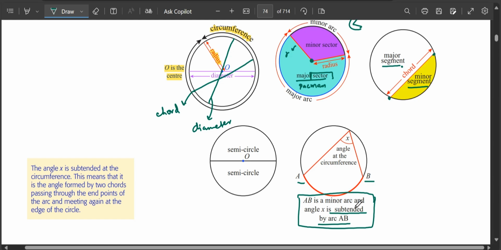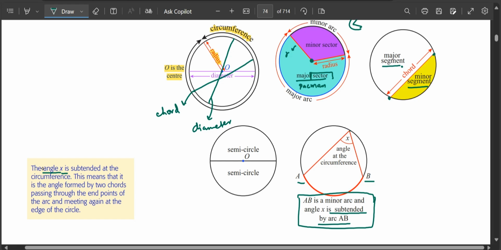जो angle X है वो subtended है at the circumference, angle at the circumference. We cannot make something like this, right? It has to be from the circumference, यानी angle को circumference से touch करना चाहिए. इसका मतलब ये है कि एक angle तब form होगा जब हमारे पास दो chords जो है दो end points के साथ meet कर रहे होंगे और दोबारा से वो edge of the circle के साथ meet कर रहे होंगे. That's when this is going to happen. You can also see this for reference, the angle x is subtended at the circumference, right?